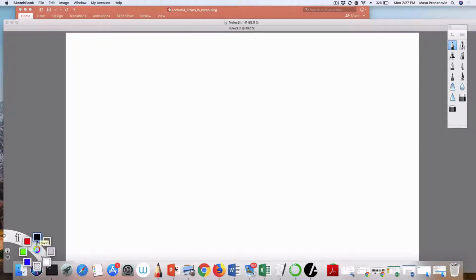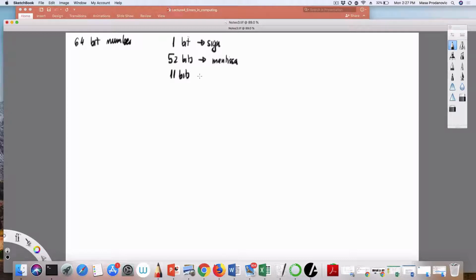So in a 64-bit number, okay, I'm going to use 1 bit for sign of the main number, 52 bits for mantissa, and then 11 bits for signed exponent, meaning that 1 bit of those is going to be sign and the rest are going to be the size of the exponent.